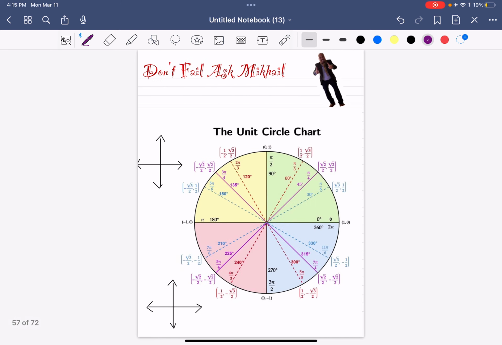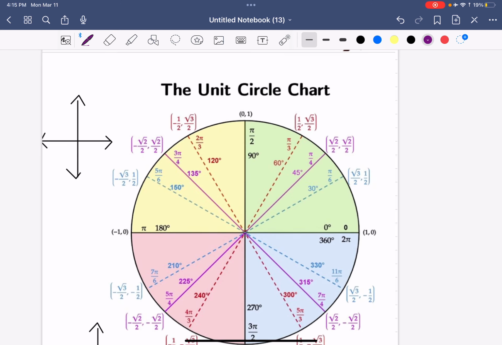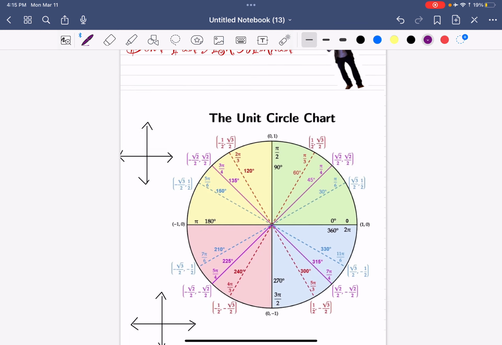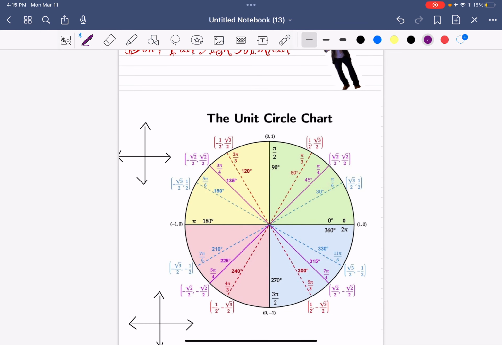Remember, you always have to go back to this unit circle. And remember also that every angle in a unit circle is written in terms of cosine and sine. You remember, everything is positive here. Here the cosine is negative, the sine is positive. Here everything is negative, and here the cosine is positive, the sine is negative.